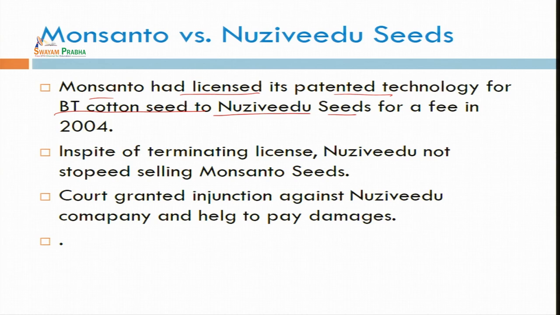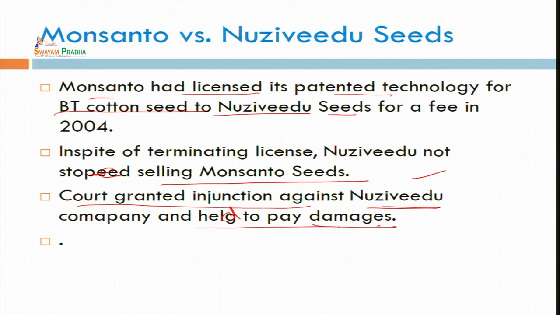But when a price control order was passed by the government of India relating to BT cotton, there was some dispute and cancellation of all these licenses. So there was no case of royalties or any of these things. But in spite of the terminated licenses, Nuziveedu did not stop selling the Monsanto seeds. So a clear prima facie case was made out against the defendant, and the balance of convenience was also there. For that, the court granted an injunction against the defendant and directed it to pay damages also. So here both are given as civil remedies: an injunction and damages.